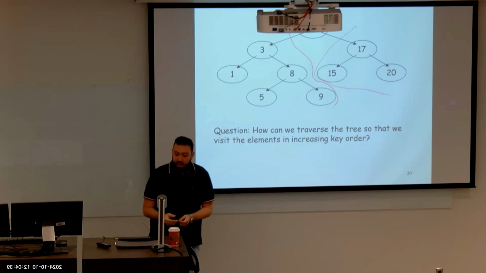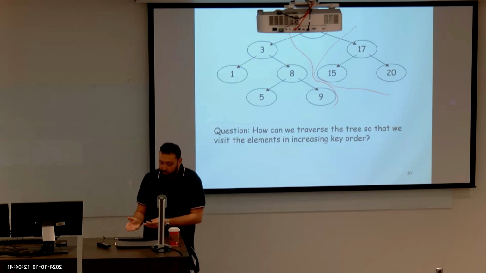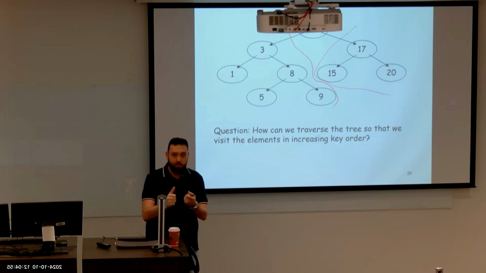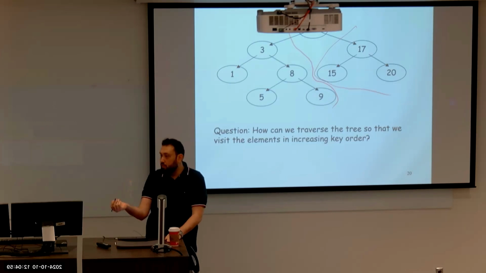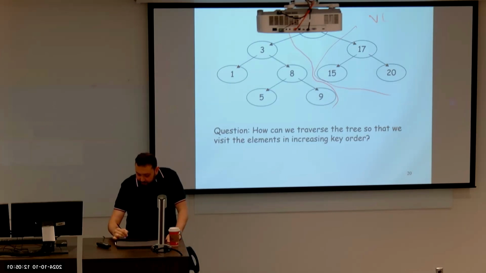Now, if I ask you, how can we traverse the tree so that we visit the elements in increasing key order? Let me see. I want you to think a bit more. Yes? You can do in-order traversal. Very good. So the first thing is I want to check, what did I learn? We learned pre-order, post-order, in-order. Why did we go to in-order? Pre-order is visit, left, right.